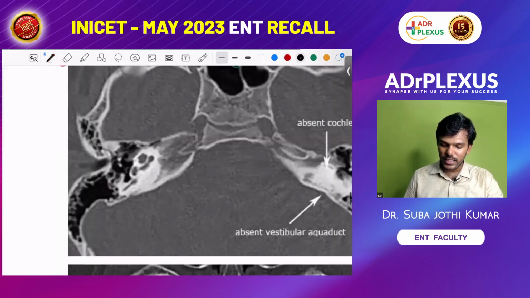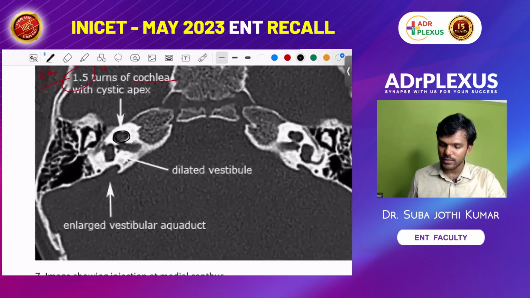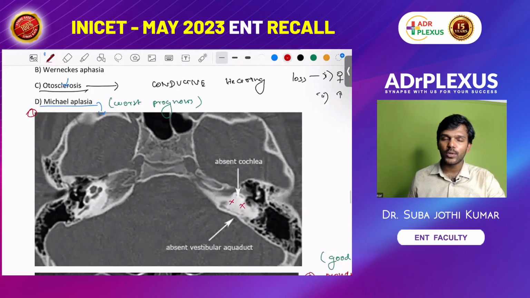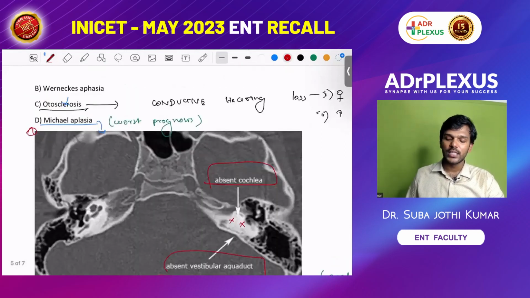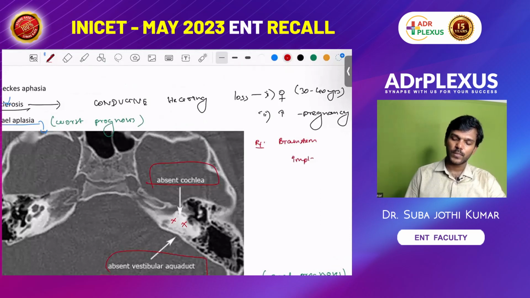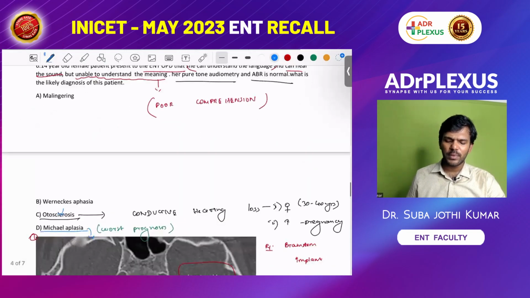Whereas look at this, see here, this black portion is our cochlea. Here you could not see any black portion. Complete absence of cochlea, complete absence of vestibular aqueduct. So in the ear, both the vestibular apparatus and cochlear apparatus are absent. This is very severe, and the worst prognosis is Michel's aplasia. So the treatment will be a brainstem implant.